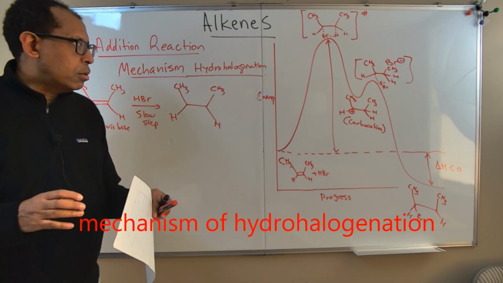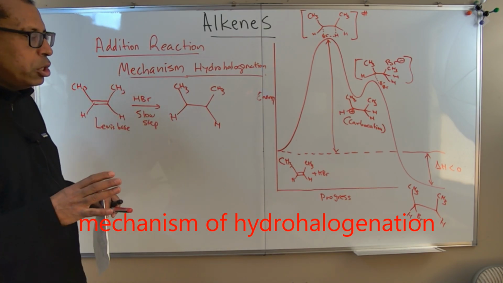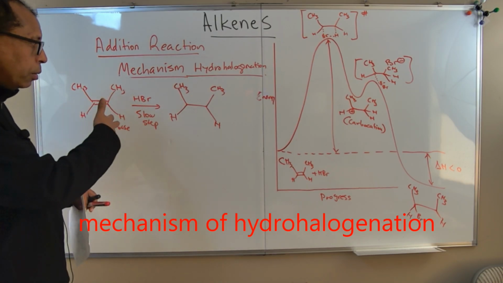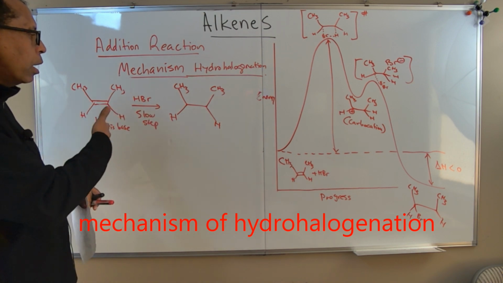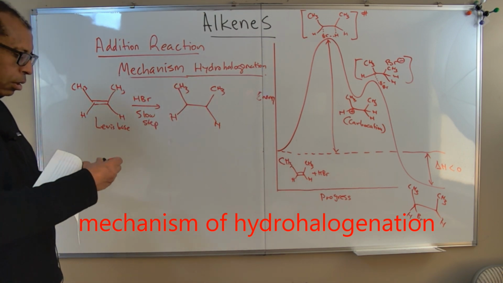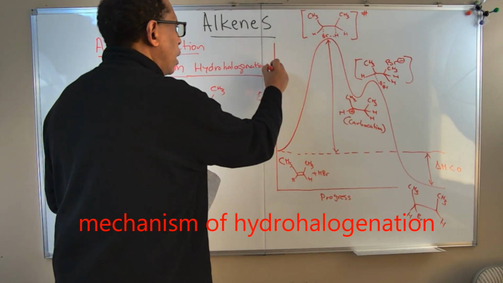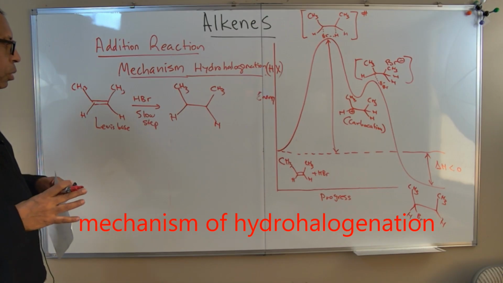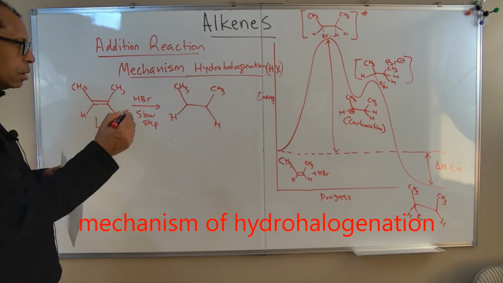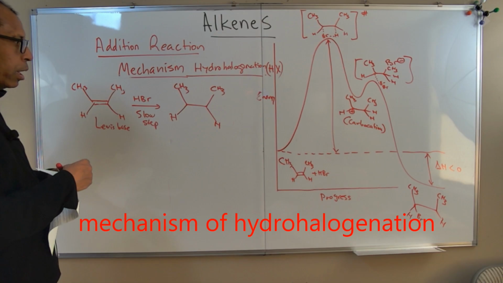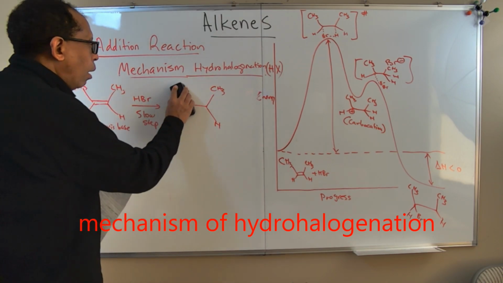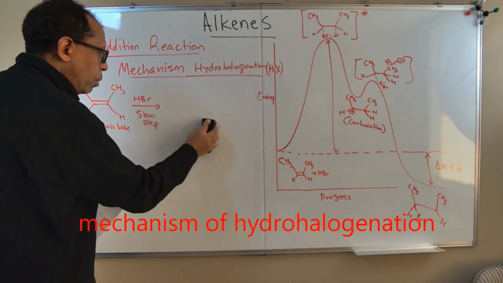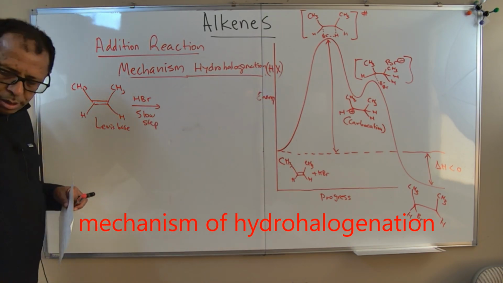But here I want to give you a mechanism of hydrohalogenation, which is addition of a hydrogen and a bromide, or hydrogen and a chloride, HX. So basically we can just put this addition of hydrohalogenation, which is HX. The mechanism is important for you to understand what happens in the overall reaction. So I will start by pushing arrows and show you exactly what happens in the mechanism.